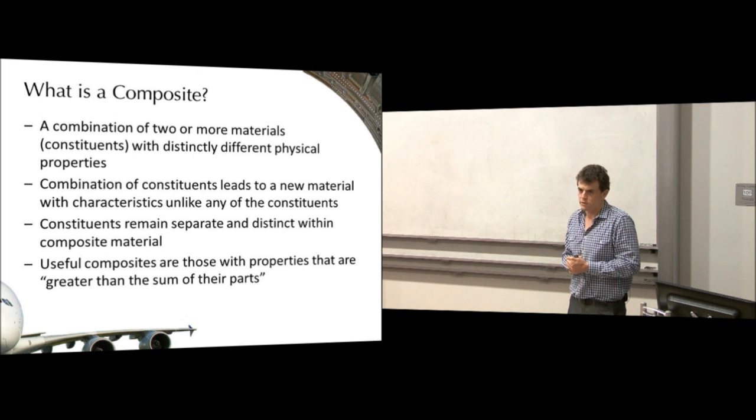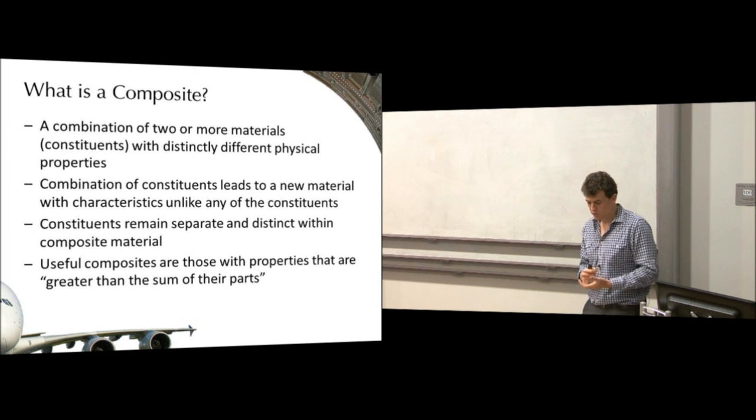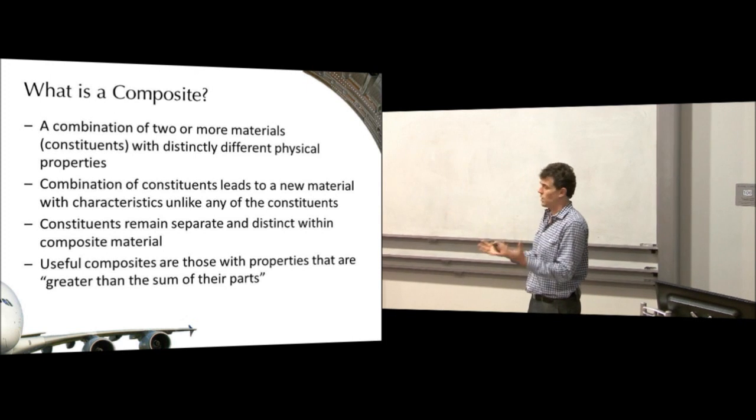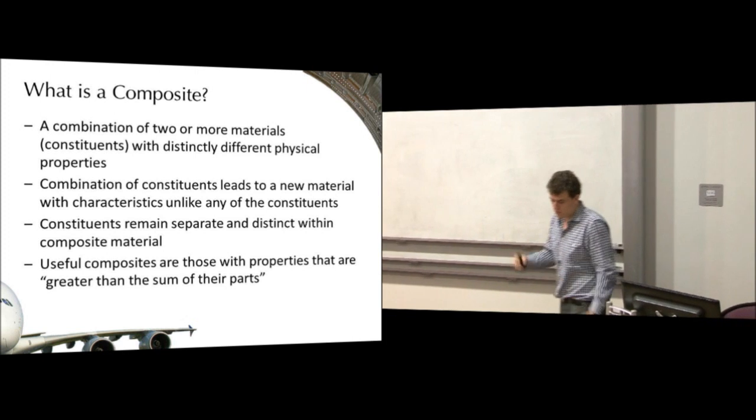Wood, for instance, hardwood is a composite, or any wood is a composite. There's a stiff cell structure, and then there's a matrix around it which bonds it all together, and that forms a composite material. The combination of constituents leads to a new material with characteristics unlike any of the constituents.